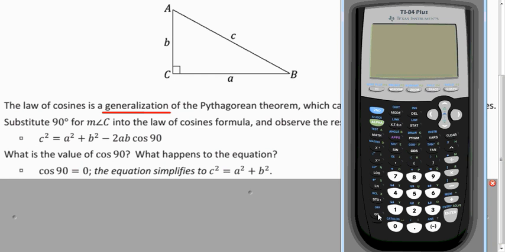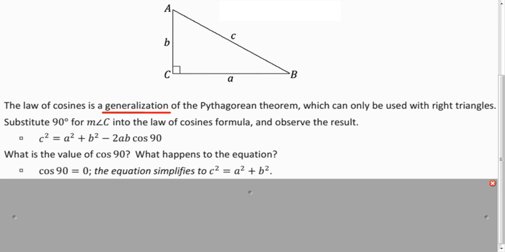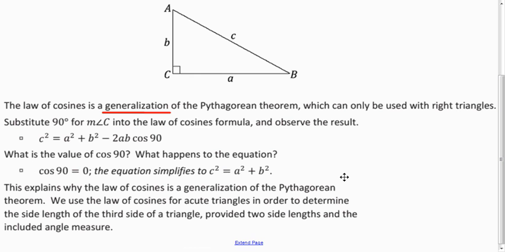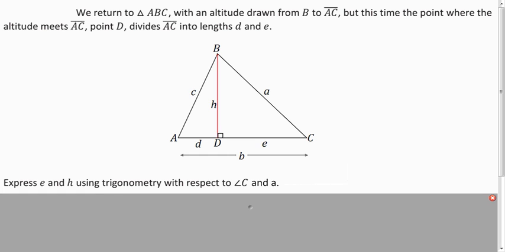If you don't remember that, you can always double check on your calculator, make sure you're in degree mode, that should be 0. So we end up getting what we know from the Pythagorean theorem. But now we can use the law of cosines for other types of triangles. We don't have to have a right triangle.